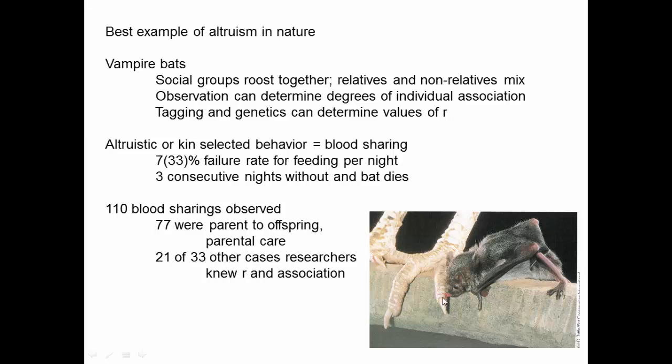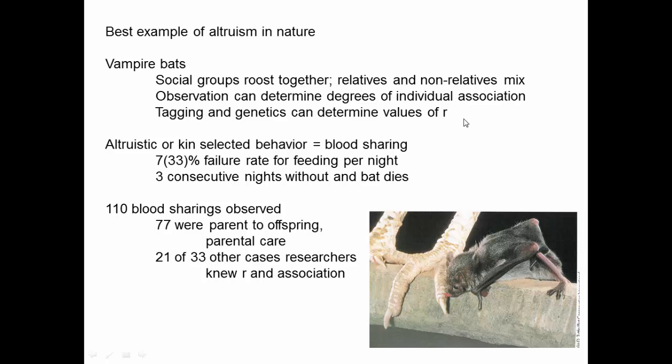So this is a vampire bat. It's drinking blood from the foot of a bird. Vampire bats are social. They roost together in caves. Relatives and non-relatives mix with one another, and we can observe them to determine degrees of individual association, so which vampire bats hang out in the same part of the cave as other vampire bats every night. And by tagging them and doing genetic studies, we can also determine coefficients of relatedness. So we're able to determine how much time some bats spend with each other and how genetically related some bats are to each other.